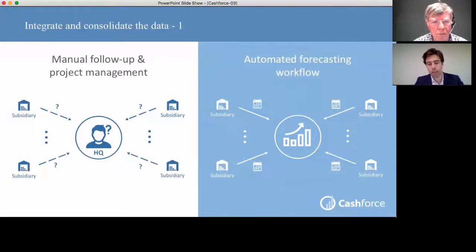And on the left-hand side, what you'll see is a manual follow-up process. What does it mean? The headquarter typically will request, based on a specific calendar, from each subsidiary to submit their forecast in a certain format, let's say encompassing a certain region, and send that over via email to the headquarter, or maybe a little bit more automated by a certain system.